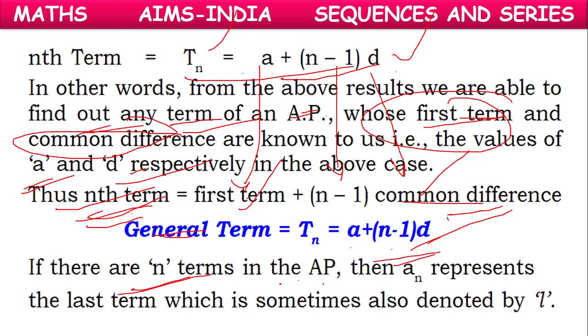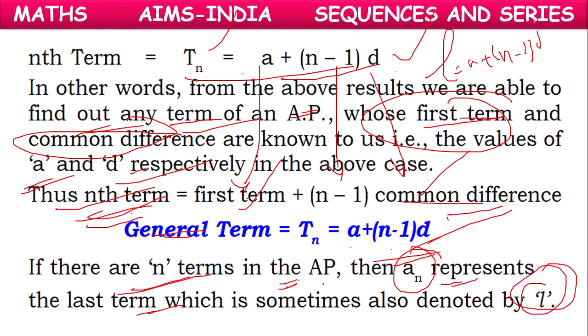If there are n terms in the AP, then An represents the last term, which is sometimes denoted by L. Last term, L equal to A plus n minus 1 into D. The nth term is generally represented by Tn or An, sometimes with the small letter L.